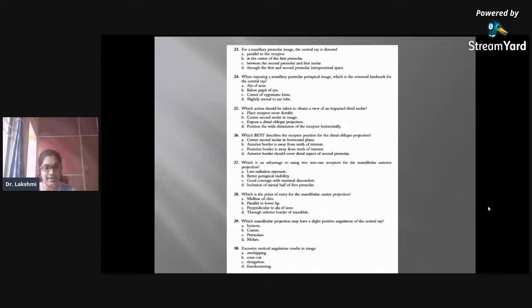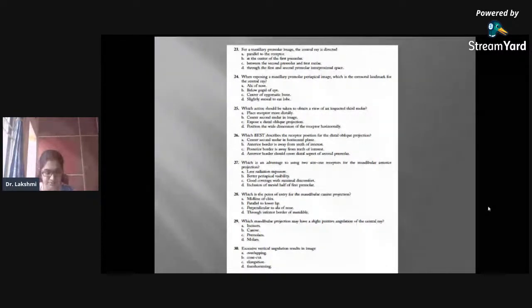29th, which mandibular projection may have a slight positive angulation of the central ray? That is D, molars. Okay, and 30th question, excessive vertical angulation results in D, foreshortening.